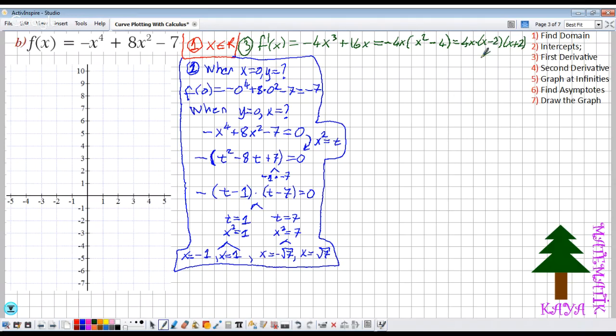So now from here, we can find three critical points to check. When x is equal to 0, the result is 0. When x is equal to plus 2, and when x is equal to minus 2. Since this is the first derivative, we should do the sign chart, which I mistakenly did for the x-intercepts.